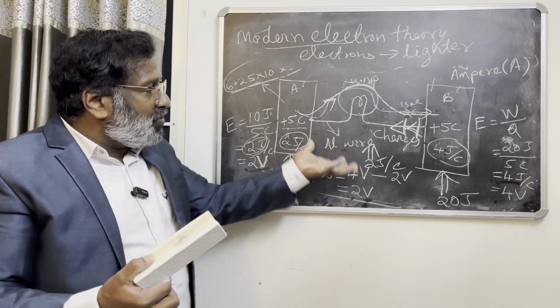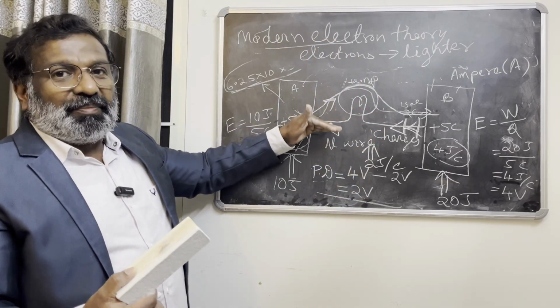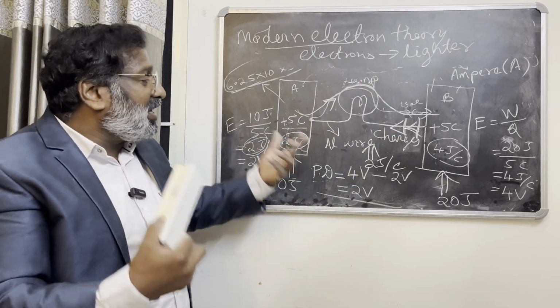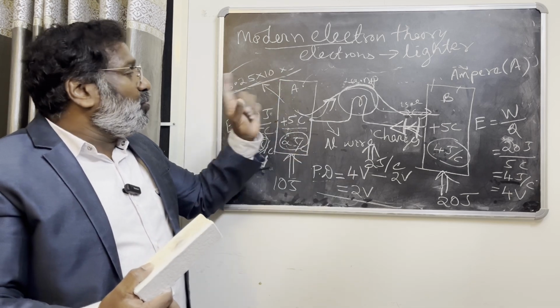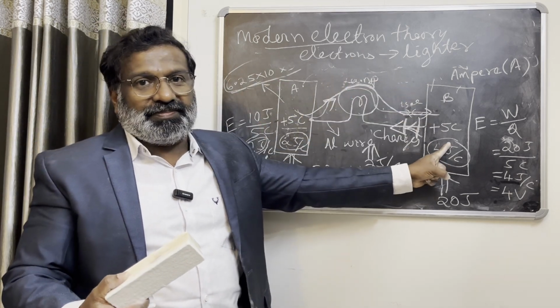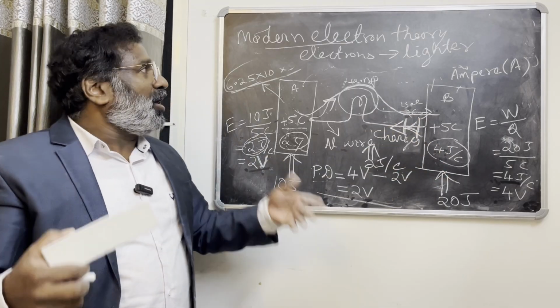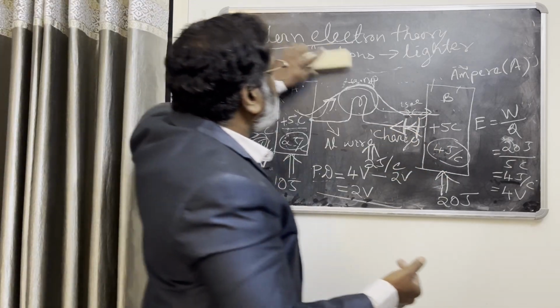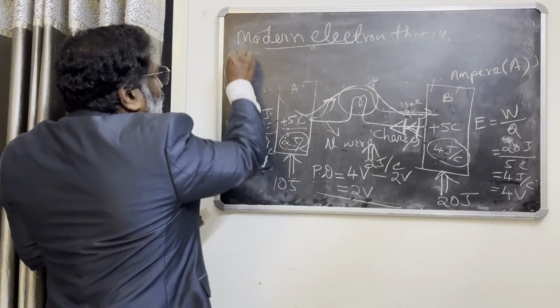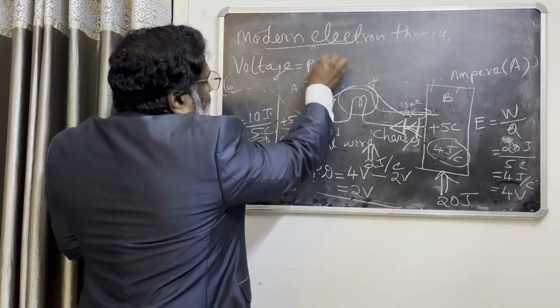Okay. So how will you define potential difference in this case? After modern electron theory, potential difference is redefined as the work done in moving 1 coulomb of electron from lower potential to higher potential. So potential difference is same as voltage. So how will you define voltage now? Voltage is equal to potential difference.